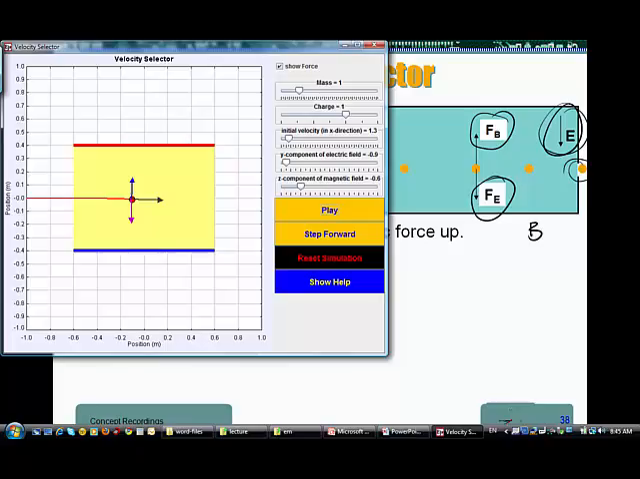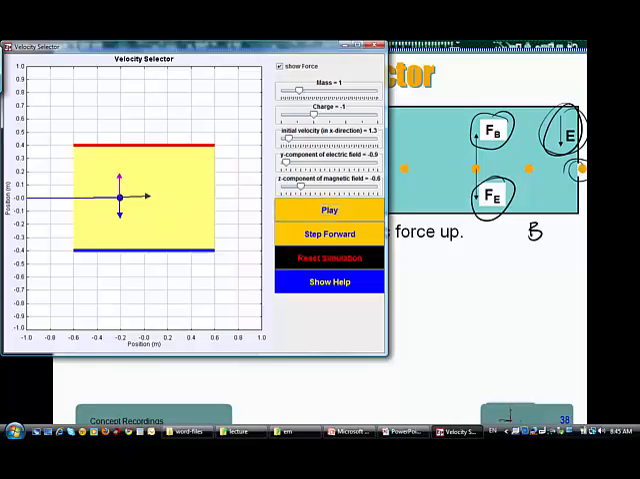Of course, everything is going to change if my charge is negative, but the overall result is the same. So if I have a -1 charge, the magnetic force is going to point down, and the electrical force is going to point up.